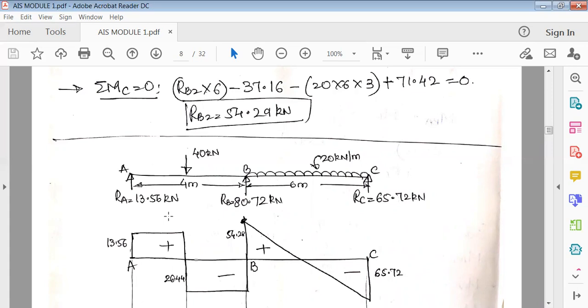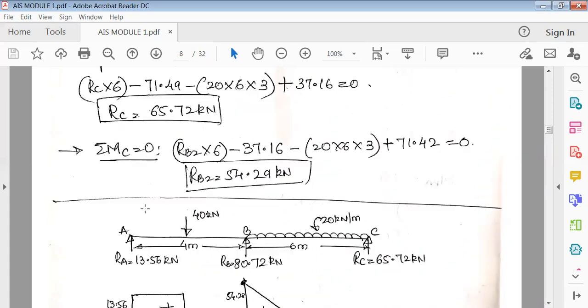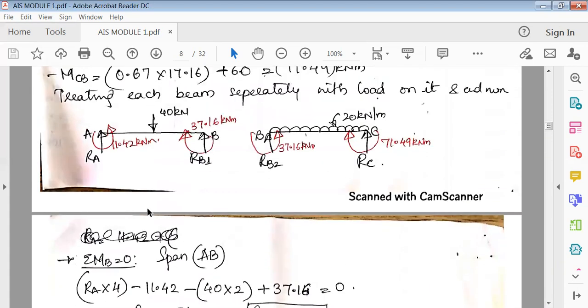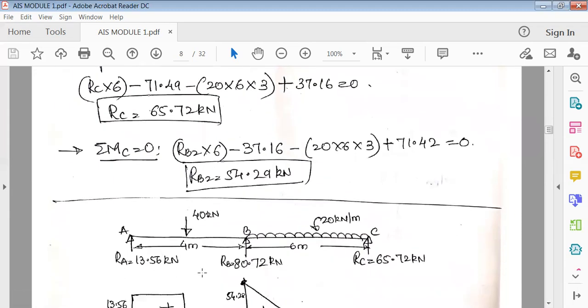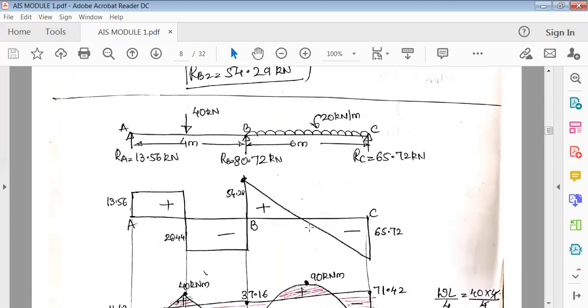Most important is to mark these reactions here. RA is 13.56, upward. Then RB is a cumulative value of RB1 and RB2, so when you add this, it is 80.72. Similarly, RC is 65.72.